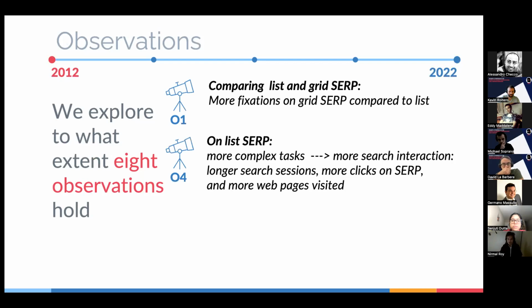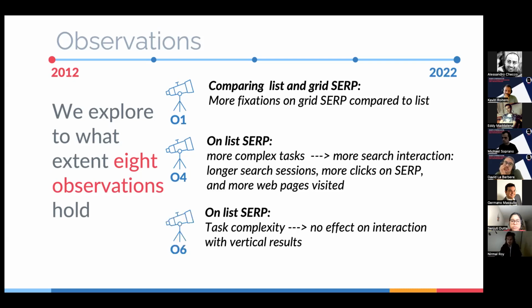Another observation, from the Arguello et al. paper, is that more complex tasks require more search interactions. For example, more complex tasks led to longer search sessions, more clicks on the SERP results page, and also more web pages visited. The Arguello paper also observed that task complexity did not have any effect on user interaction with vertical results. Users interacted similarly with images and videos, and it did not change with task complexity.